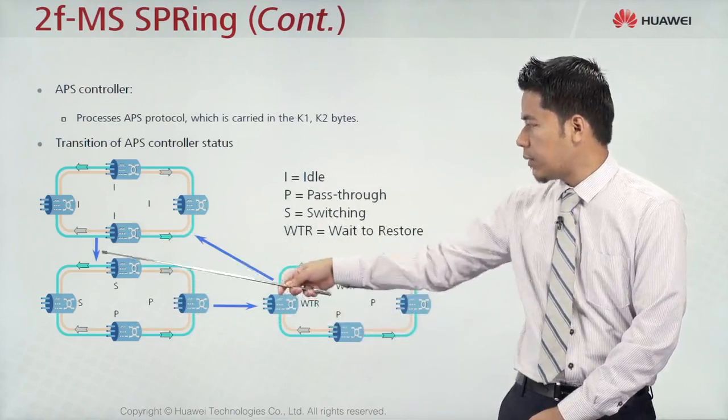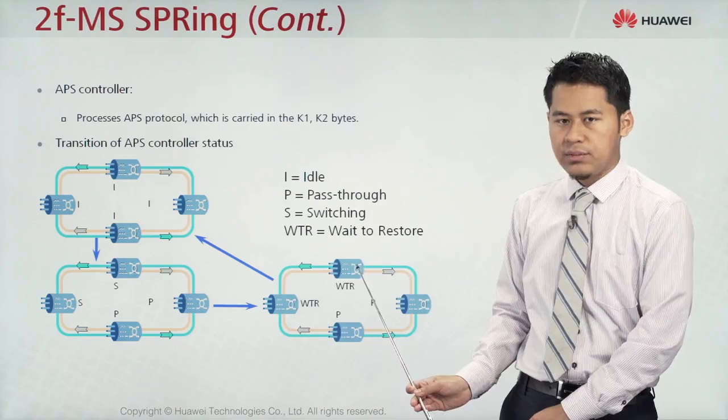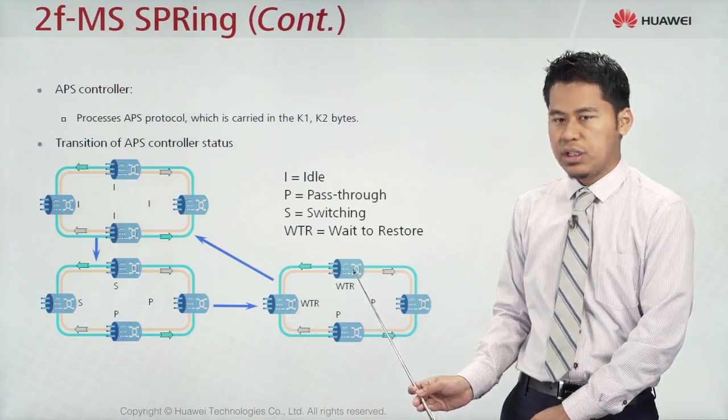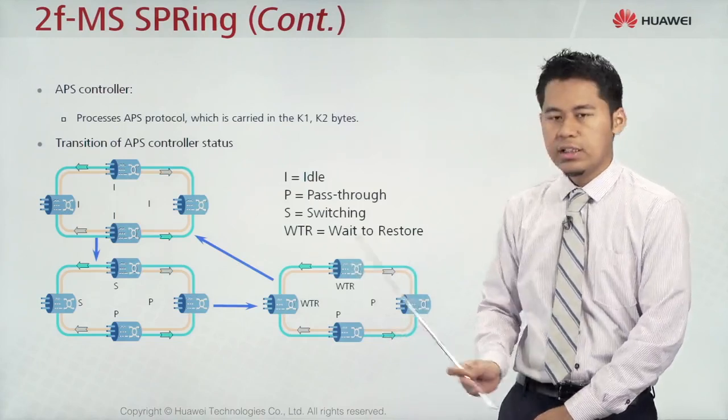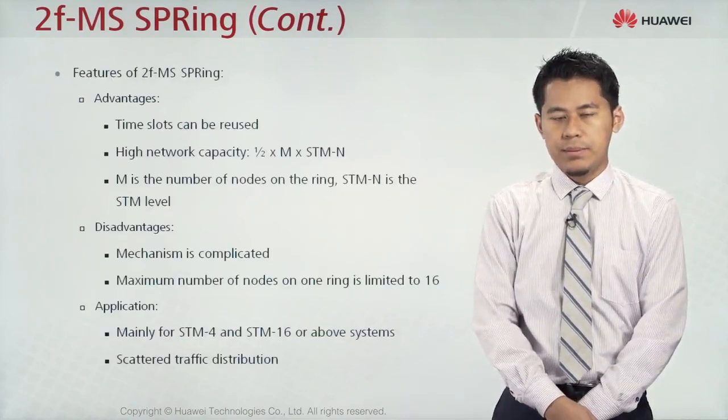So if you have a fiber cut among here, of course, these two will be set as WTR. If you set it as WTR, they will have a time for the restoration. And these two here will be set as pass-through. So here will be the idea of the 2-fiber MS-SP ring.